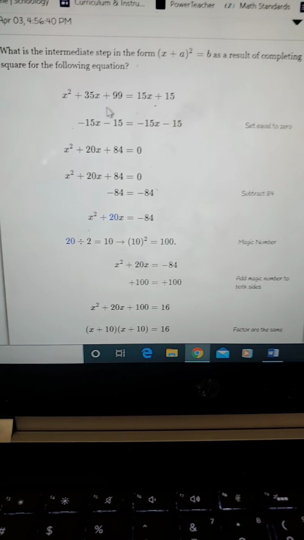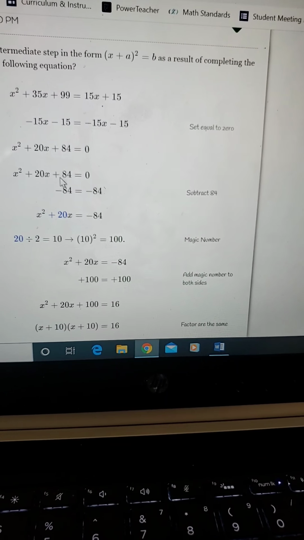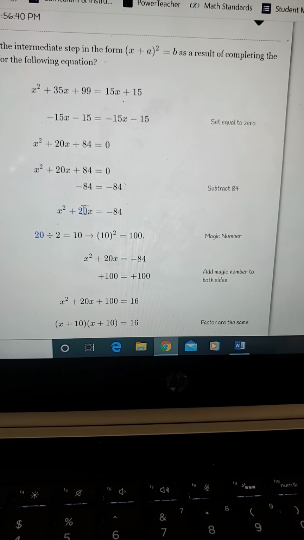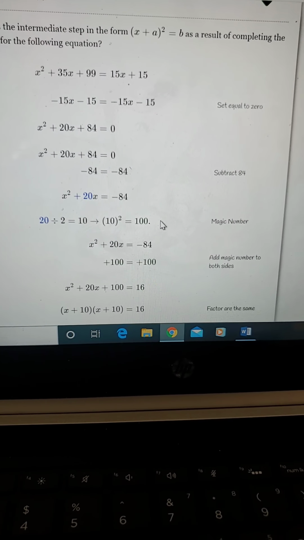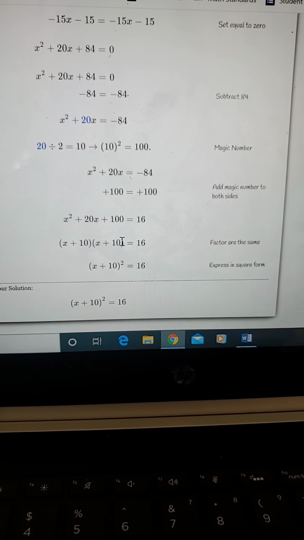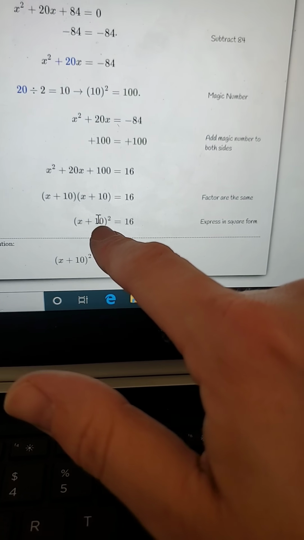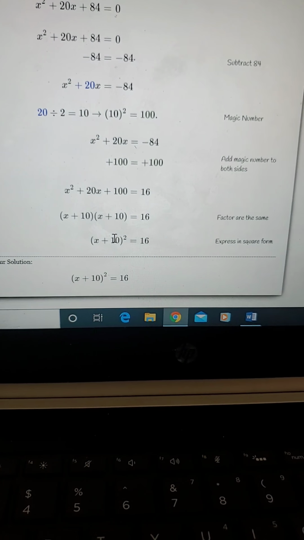It combined the like terms. And, oh, that's kind of silly. It did that extra step for no reason. And then we took b here and divided it by 2, which was 10, and then we squared 10. And it looks like it just went ahead and factored this, but like I said, the number that goes here next to this x plus whatever is that b over 2 term. It's b divided by 2 before it was squared.